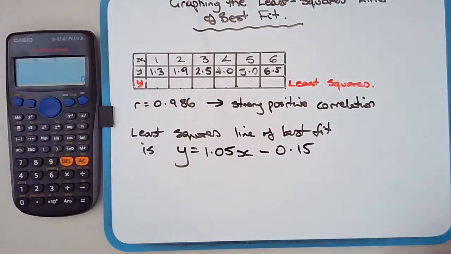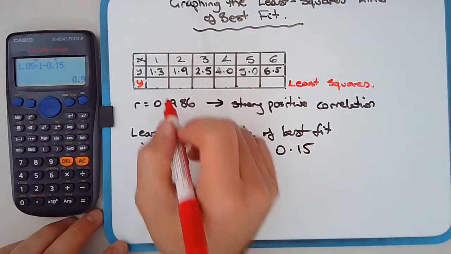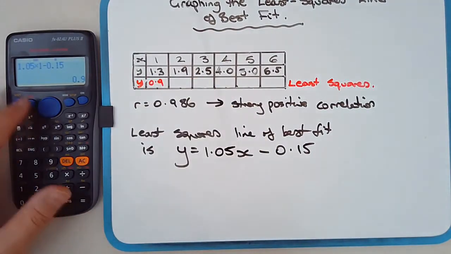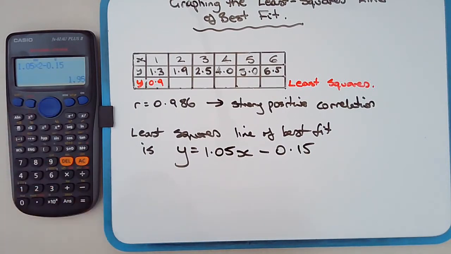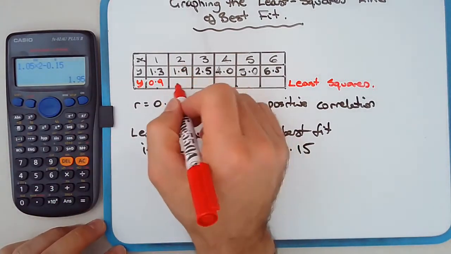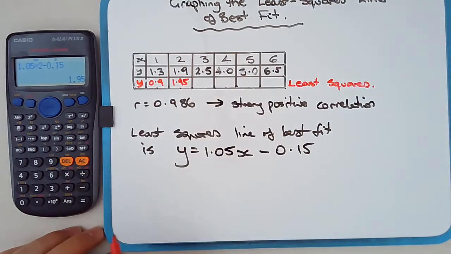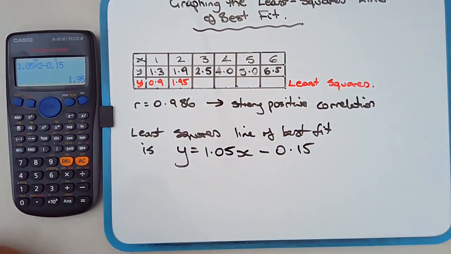Let me just brighten that a little bit. All right, 1.05 times 1 minus 0.15. Okay, and we get 0.9. Okay, so all I'm going to do now is change the x value to 2, which is 1.95. Okay, I probably should round that to one decimal place, but I'll just leave it like that for now. So that's in fact 2.0.